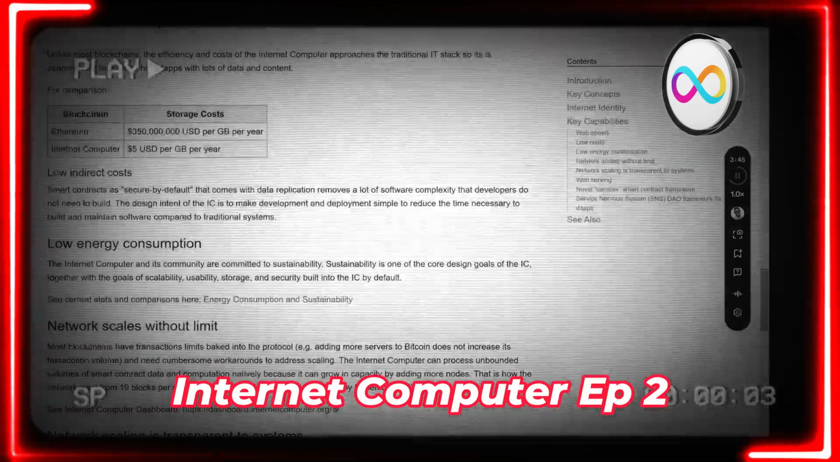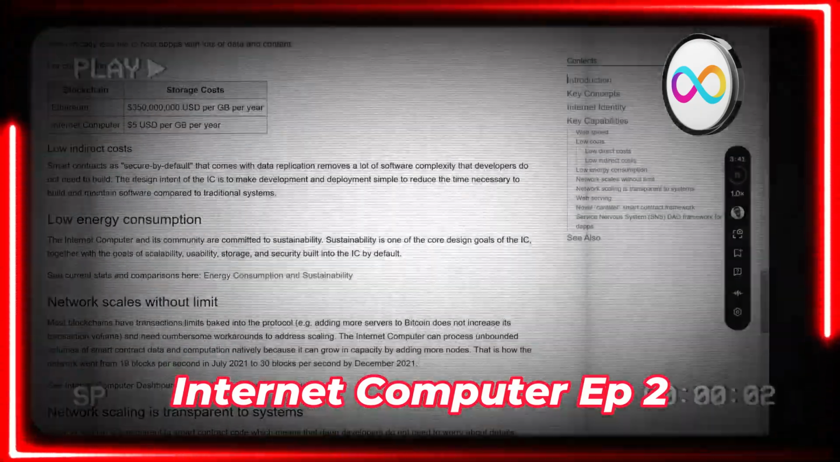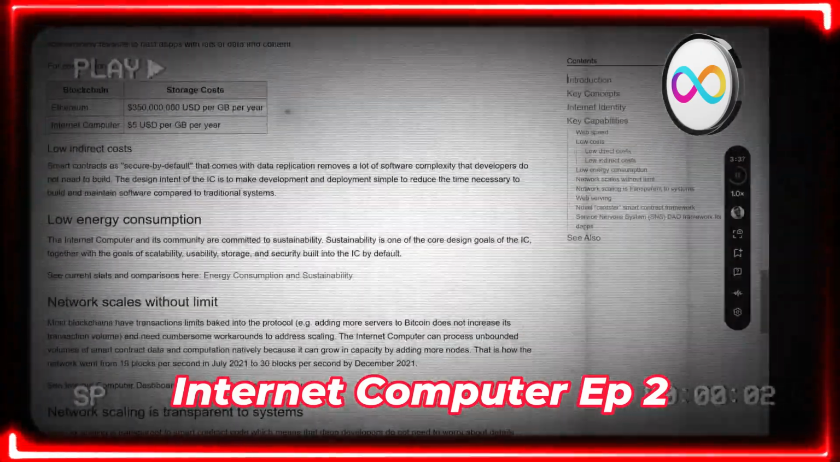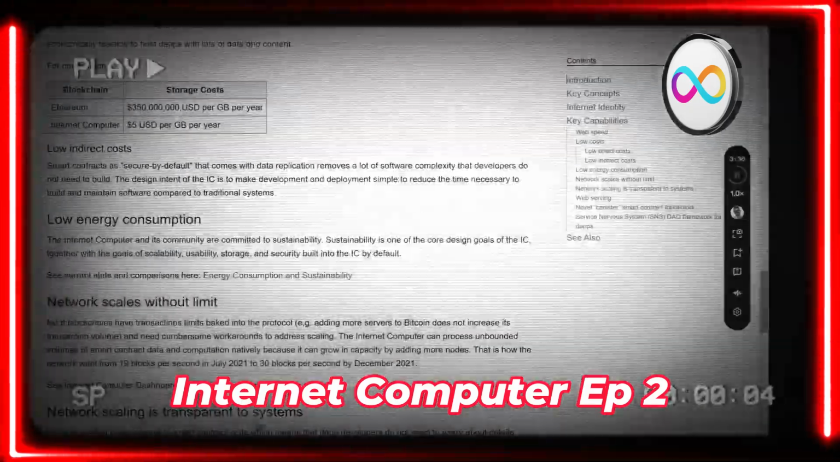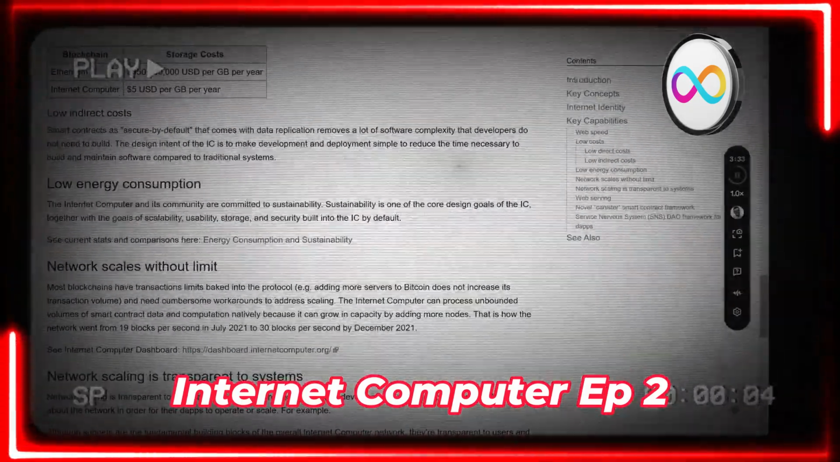Low energy consumption. The Internet Computer and its community are committed to sustainability. Sustainability is one of the core design goals of the IC, together with the goals of scalability, usability, storage, and security built into the IC by default. See current stats and comparisons here: energy consumption and sustainability.